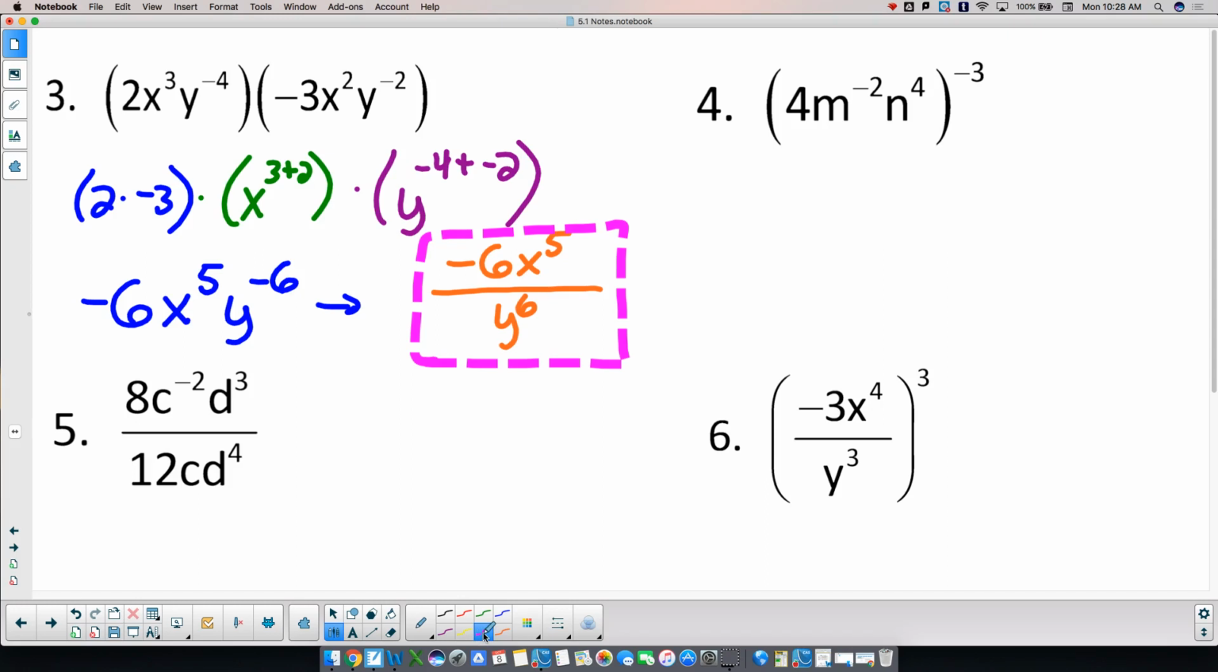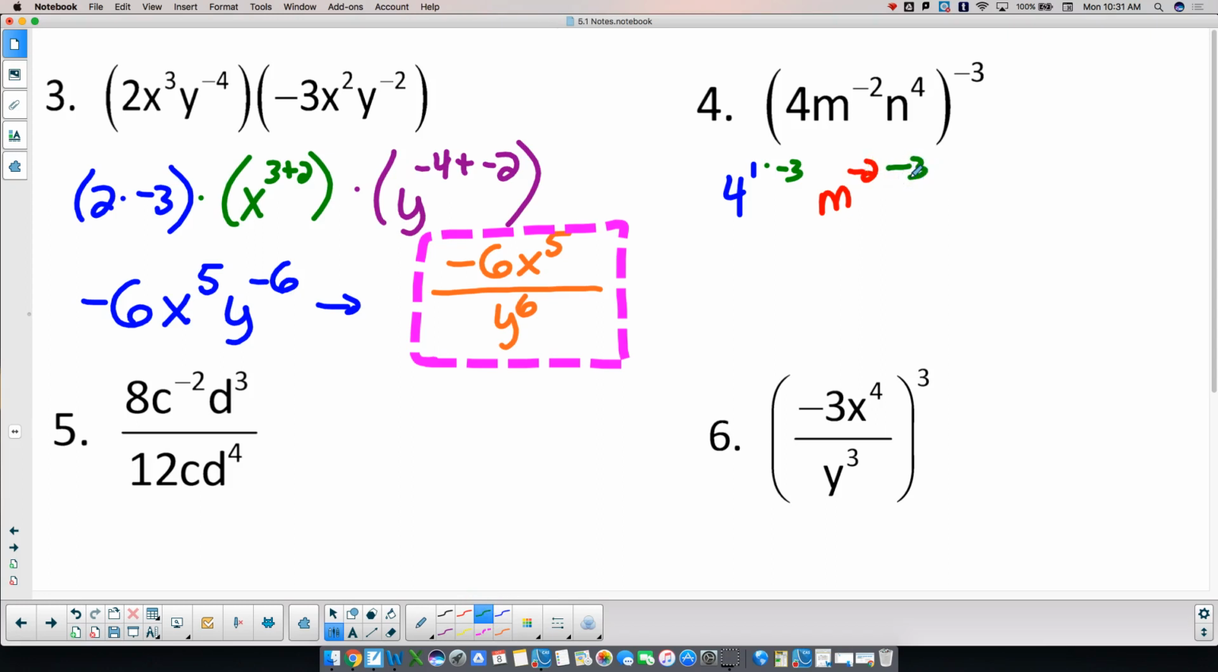Questions on that one? Okay, I'll give you time to finish off the other 3. So in number 4 here, that's going to be 4 to the 1st power times negative 3. And then that's going to be m to the negative 2 power times negative 3.